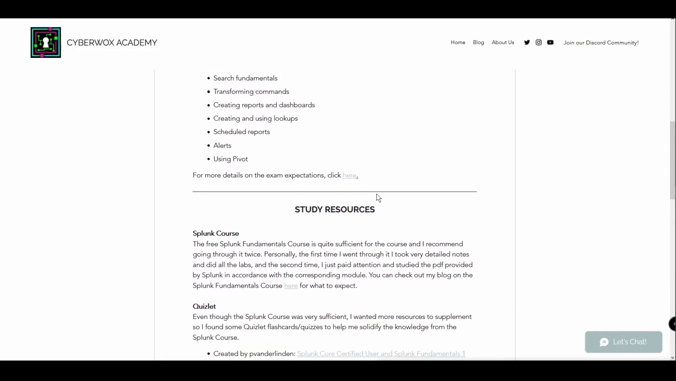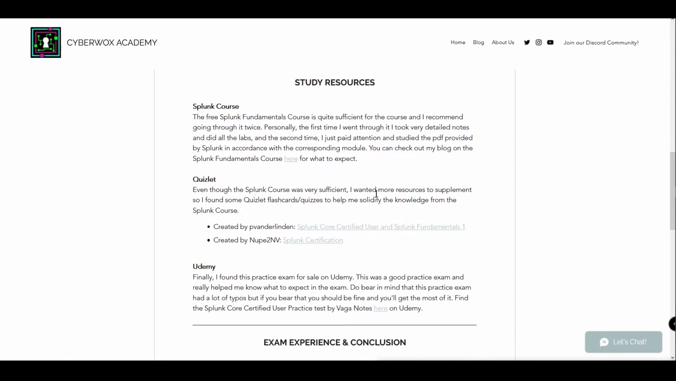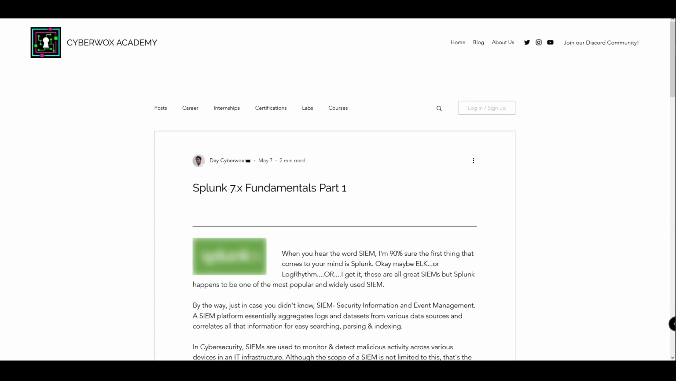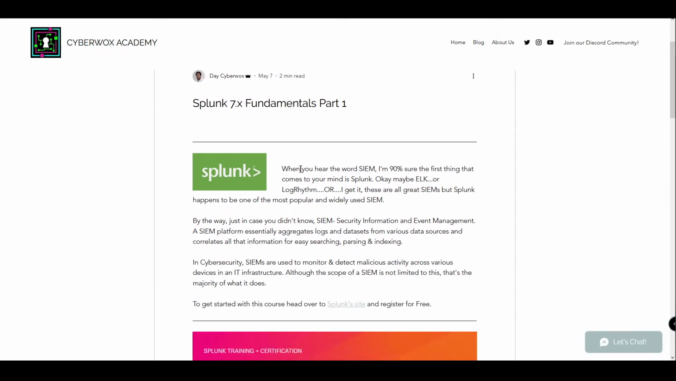So how do you study for this exam? I use three main resources for this exam. Splunk has a free Splunk course, which is pretty sufficient for the exam. I did a review of the course. It's called Splunk Fundamentals, Splunk 7.x Fundamentals. You can also check out the blog on that. I'll leave a link to that in the description as well.